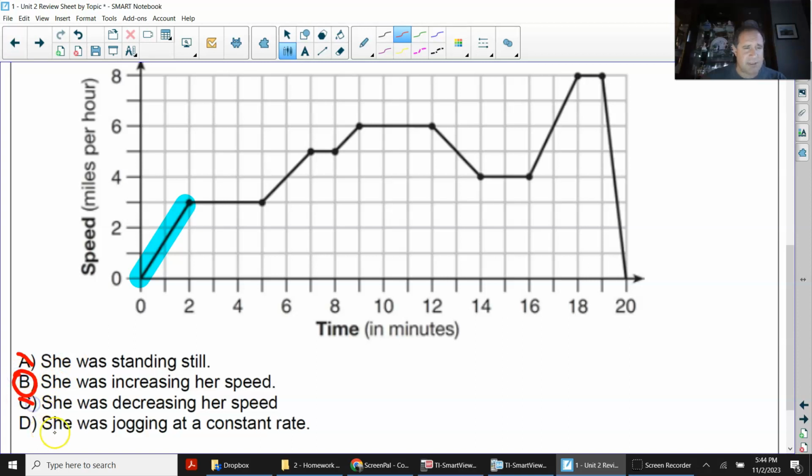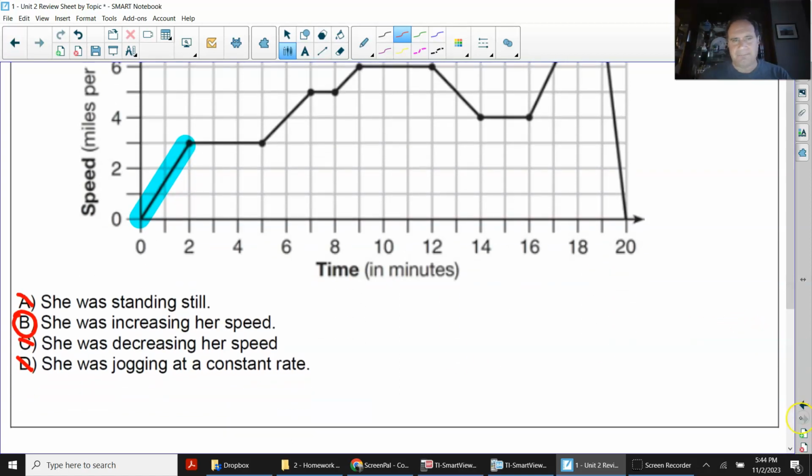She's not decreasing the speed. She's not jogging at a constant rate. This would be a constant rate, that flat line that has a slope of 0. This is a constant rate of 6 miles per hour. This is a constant rate of 3 miles per hour. This is increasing speed up to 3 miles an hour. So B is your answer.